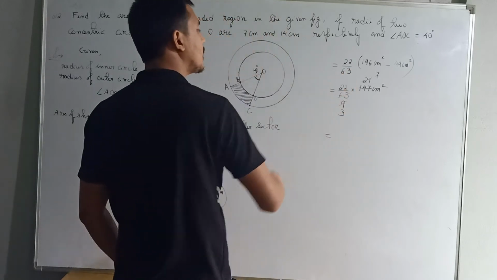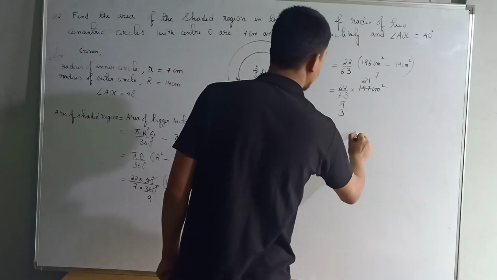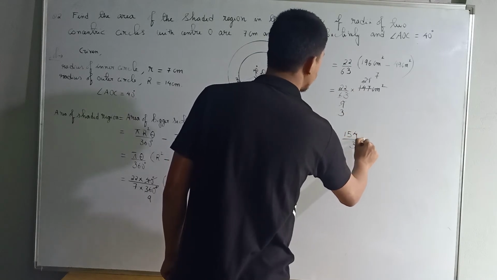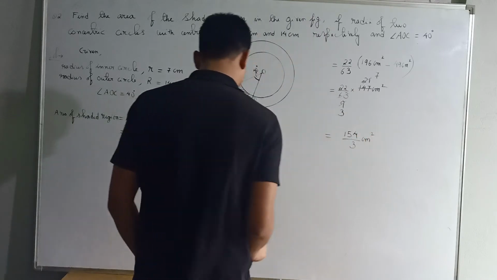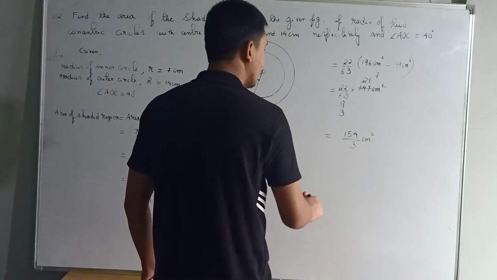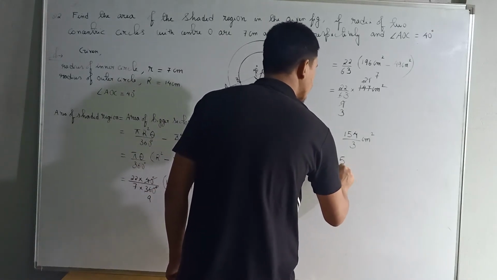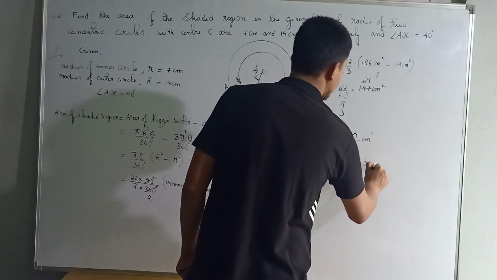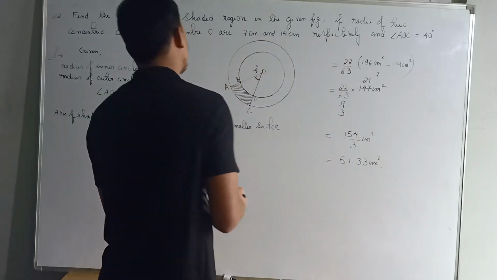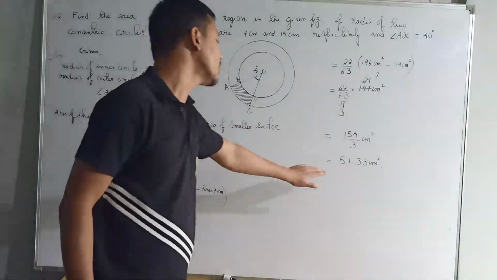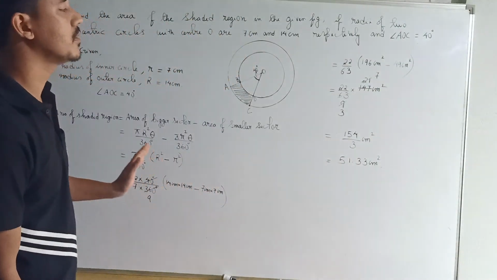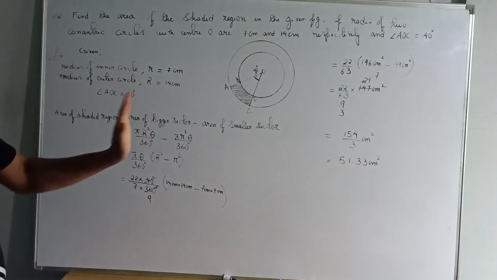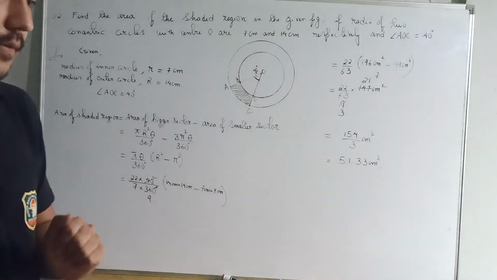So 22 times 7, 7 2 times is 14, 7 2 times is 14 plus 1, 15 upon 3 centimeters square. If you divide it, then 3 5 times is 15, 3 1 times is 3, 3 3 times is 9, 3 3 times is 9 centimeters square. So your required shaded region is 51.33 square centimeter. That's the answer for the shaded region.